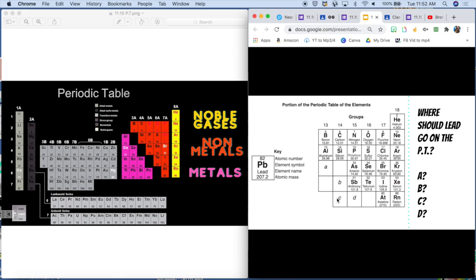This is where the 82nd atomic number should be, because if we count back up, let's pretend we put lead here for letter C. That would be 82, 83, 84, and here's 85 and 86. That's where that fits, so the answer is C.